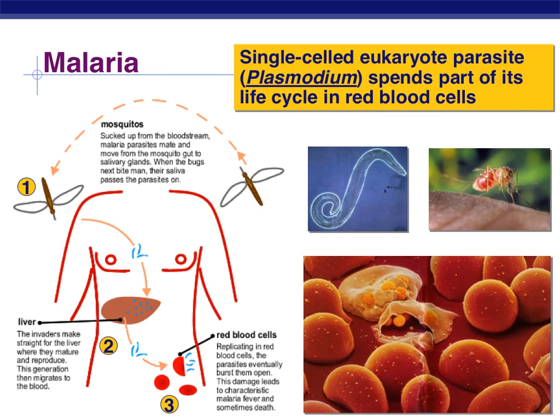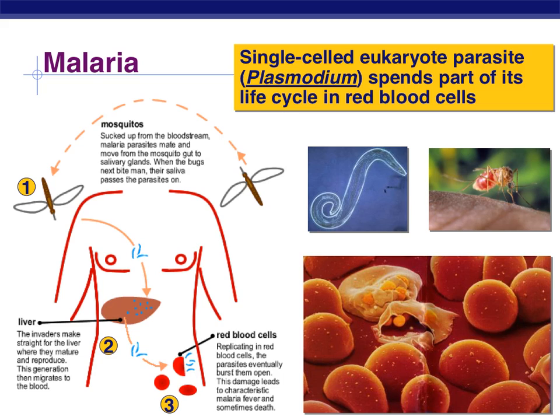Well, that advantage has to do with the condition of malaria. So malaria is caused by a single-cell eukaryotic parasite called Plasmodium. This is what Plasmodium looks like, and it spends part of its life cycle in red blood cells. It's transmitted by mosquitoes. So the mosquito bites someone who's infected.